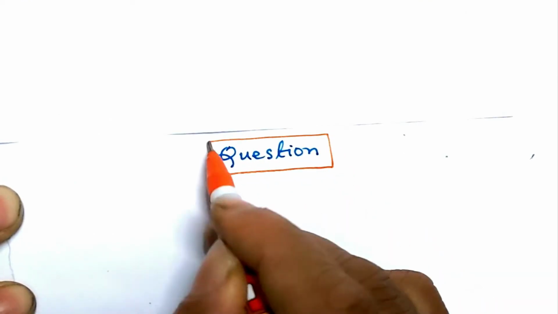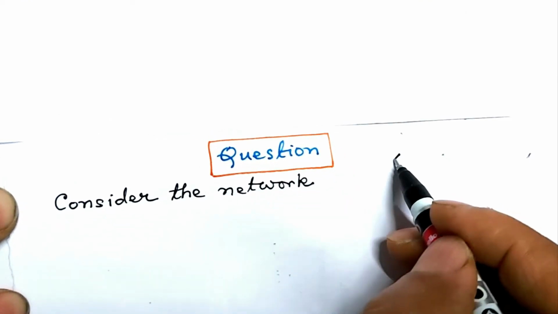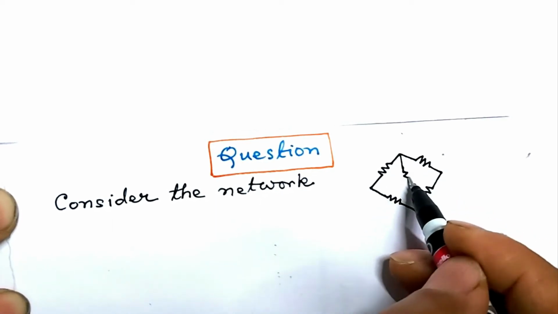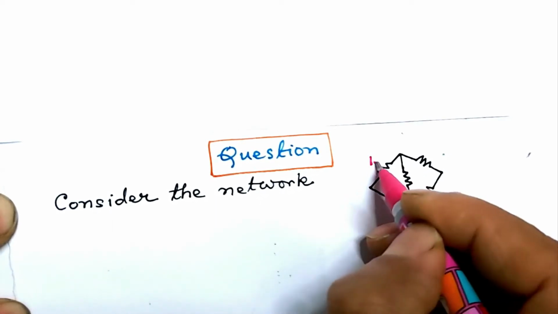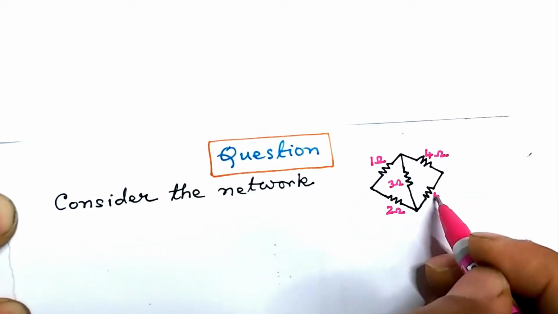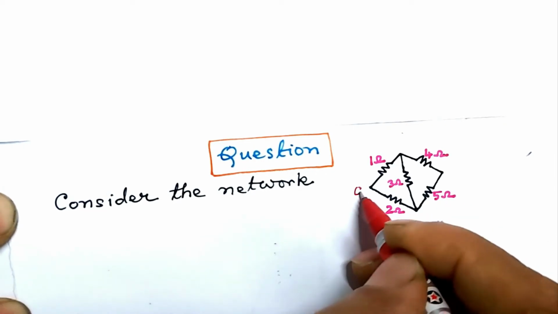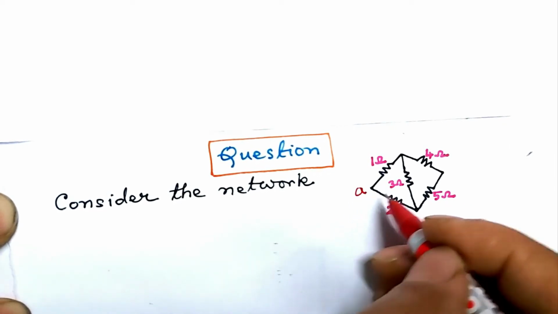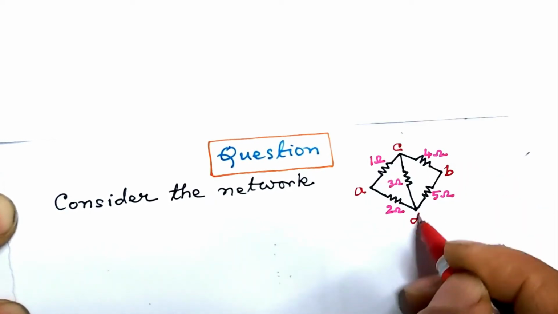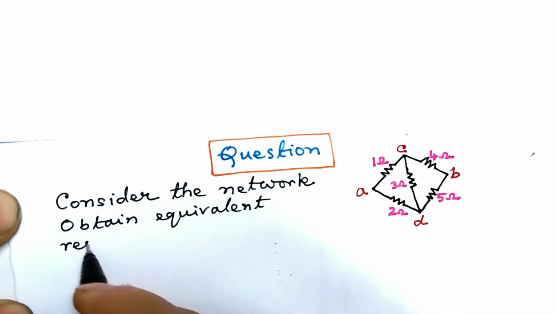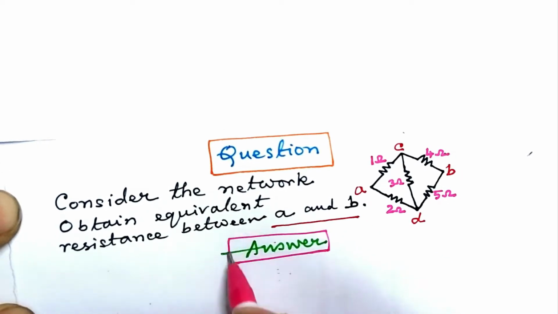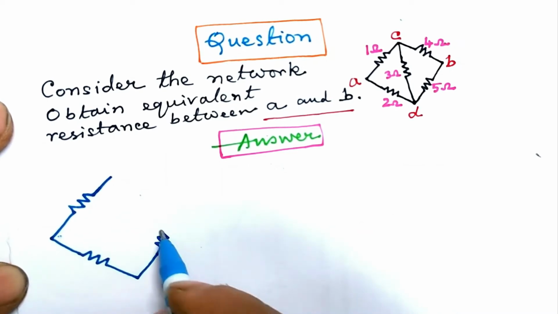Question. Consider the network. Let us show it. 5 resistances joined in this fashion, and the resistances are 1 ohm, 2 ohm, 3 ohm, 4 ohm, and the fifth one 5 ohm. In this problem, we shall be interested with the terminal points A and B. The question is, obtain equivalent resistance between A and B. The answer. Let us redraw the circuit.